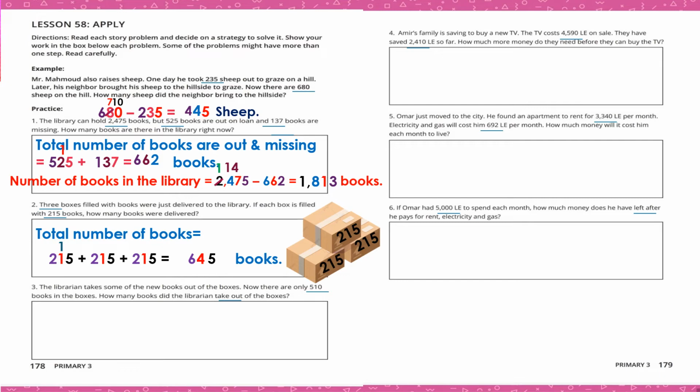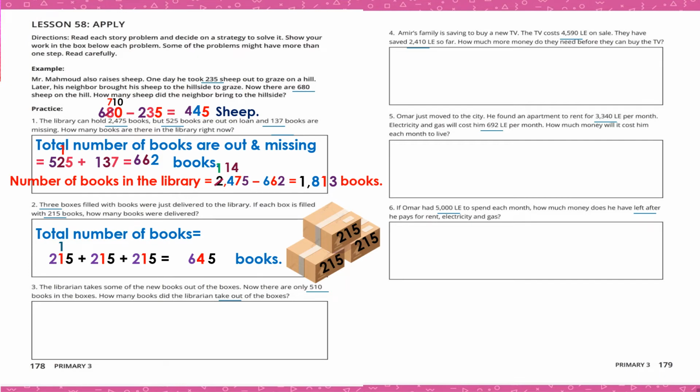What shall we do? Take out, take away. It's a keyword of what? Plus or minus? The librarian take out, take away some books from the boxes, and the remainder 510. We wanted to know the number of the take away or the take out books of the boxes. Plus or minus? Take away. Yes, subtraction operation. But don't forget to put the biggest number first.